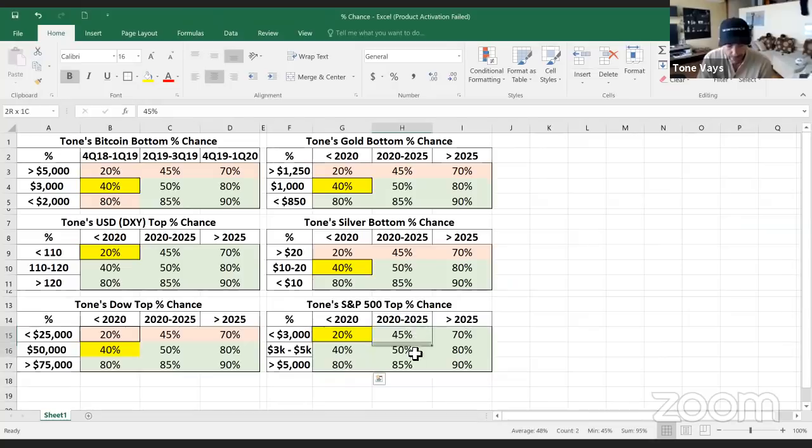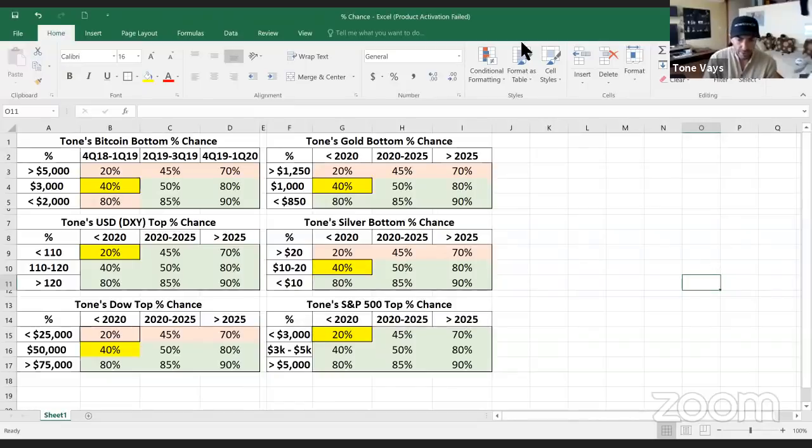And now we're in this zone. Okay, now the S&P has to seriously go up. If 3,000 is equivalent to 25,000, we pretty much have to double it and then go above that. So I'm okay with these statistics. So there you go. These are my probabilities that the S&P top is in.